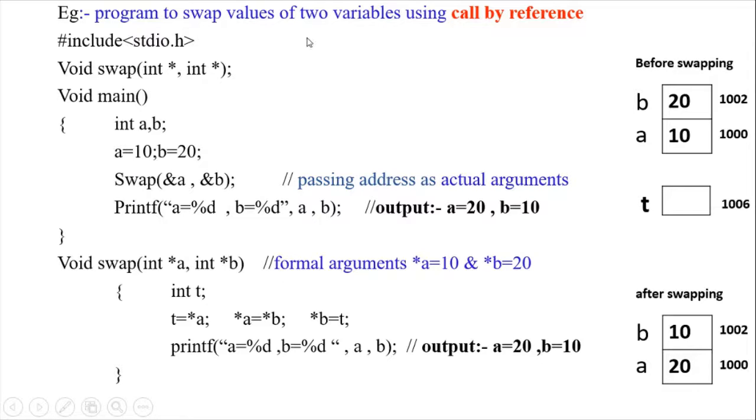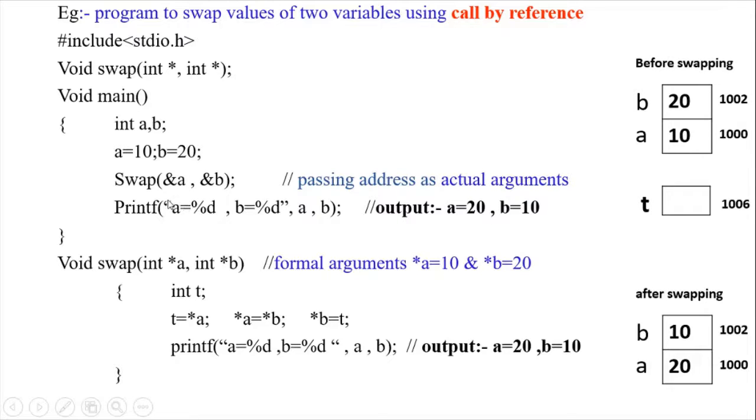So swapping can be done only by using this call by reference method. By using the call by value method, we cannot perform the swapping. Actually, no swapping occurs. By using call by value, swapping does not occur. Swapping occurs only by using call by reference. If we are passing addresses as arguments, it is known as the call by reference method.